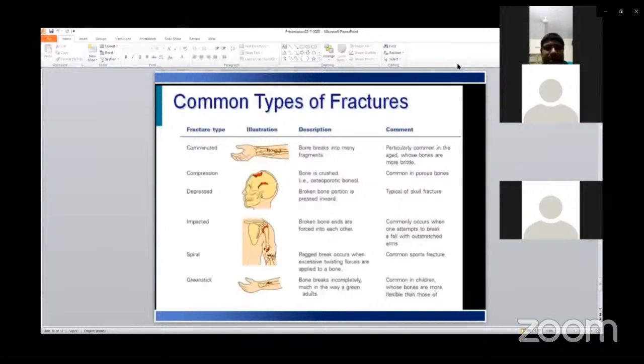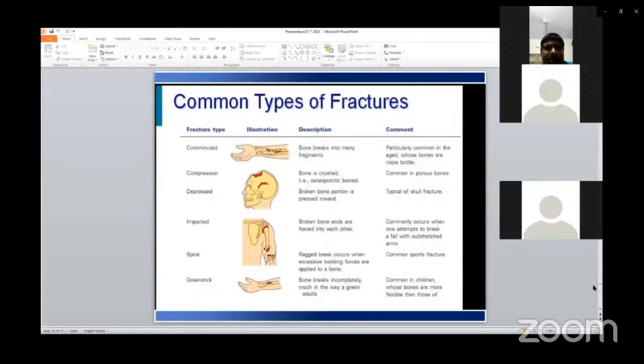The next one is spiral fracture. You can see the spiral fracture. The ends of the fractured bone occur due to excessive twisting. So this kind of spiral fracture happens. This is the most common fracture during sports activity.